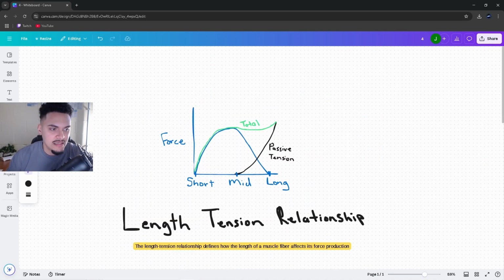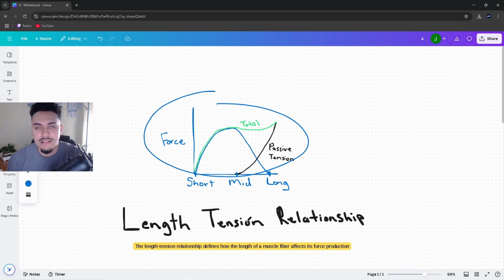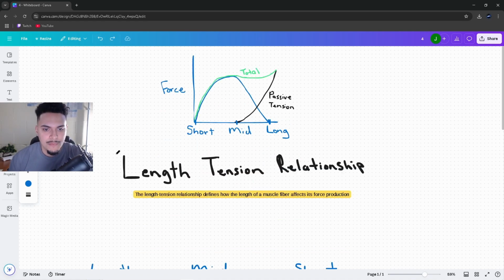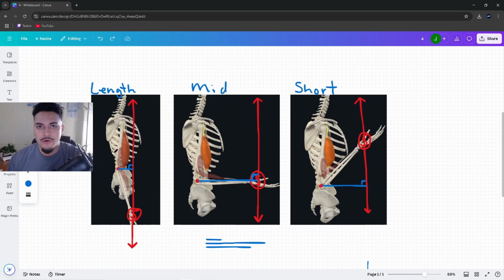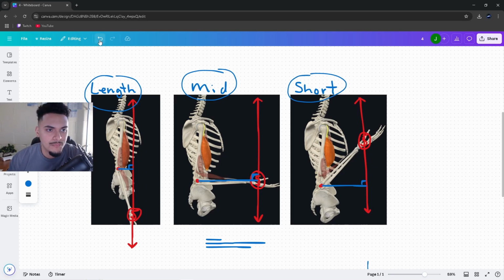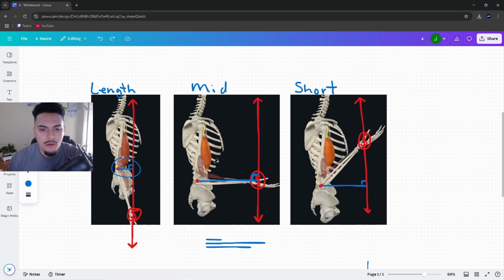So if we take this length-tension relationship principle right here, and we compare it to our dumbbell biceps curl, what the length-tension relationship describes is that we are strong in the lengthened, strong in the mid, weak in the short. So figuring out what moment arms we have here, we have a small moment arm here in the lengthened where we are capable of producing the most amount of force.